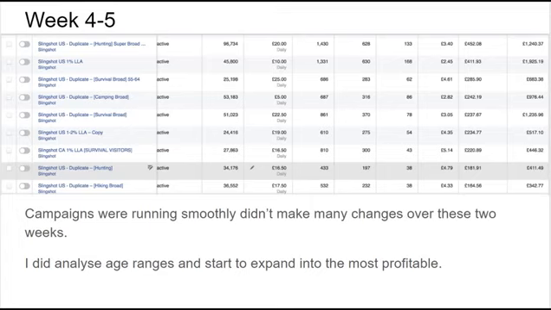And then week 4 to 5, everything was sort of running smoothly. We sort of branched out as far as I thought we could go with this. We're pretty much dominating the US. We tried Canada, and Canada was still working, but you can see our cost per purchase was rising. We did analyze the age ranges and start to expand into the most profitable. You can see here 55 to 64. We jumped into that and it was working okay for us. We were still making a profit.